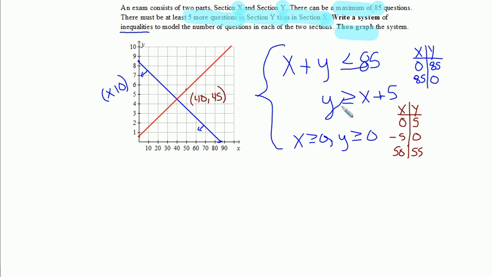We still got to do shading on this. It says y is greater than or equal to x plus 5. Well, if I try 0, 0, 0 is greater than 5 is false, so it's got to be true on the other side of 0, 0. So it's true on this side up here. And so my shading would be this triangular region to the left. Let's go ahead and shade that in. This region to the left.